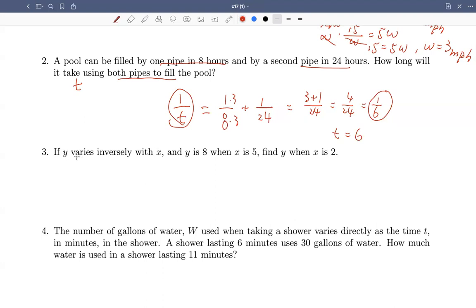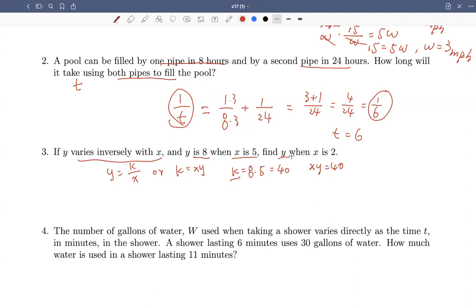Now let's see 3. Y varies inversely with X. So right away, we think about the formula: Y equals K divided by X, or K equals X times Y. Now see, when Y is 8, X is 5. So K equals 8 times 5, which is 40. So X times Y equals 40. K is a constant. Okay, XY equals 40.